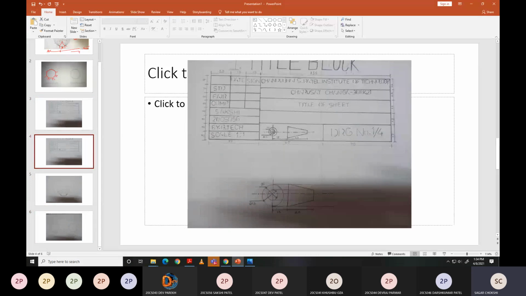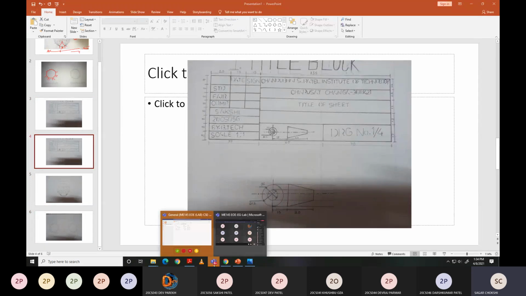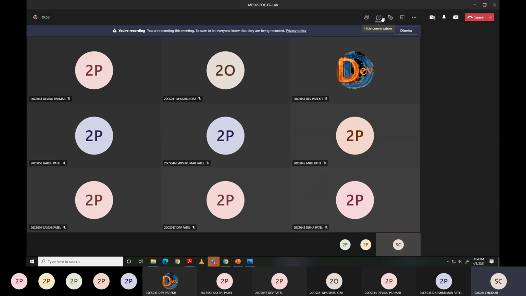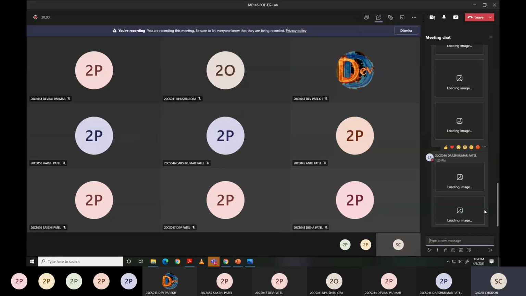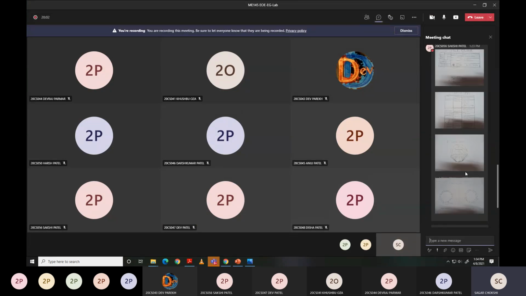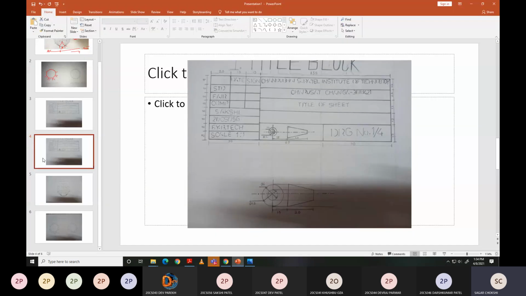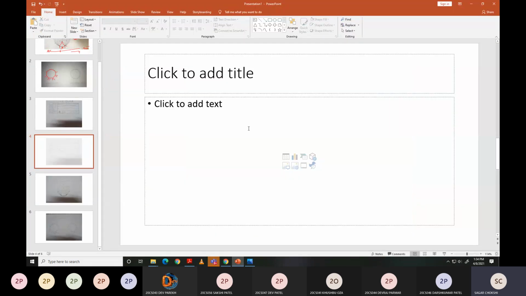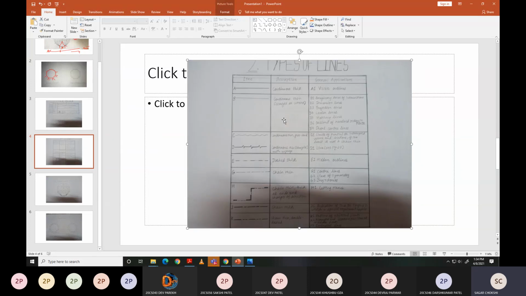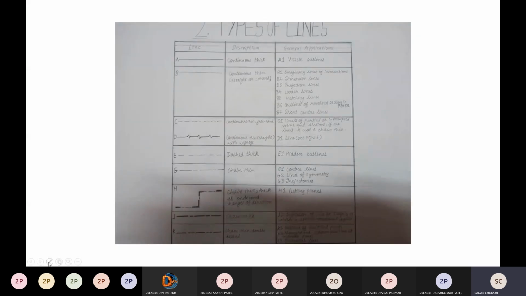The photo came twice. Okay, so here see line number H, Sakshi, it is very dark. It should not be so dark. Yes, so this is wrong. Otherwise it is okay.